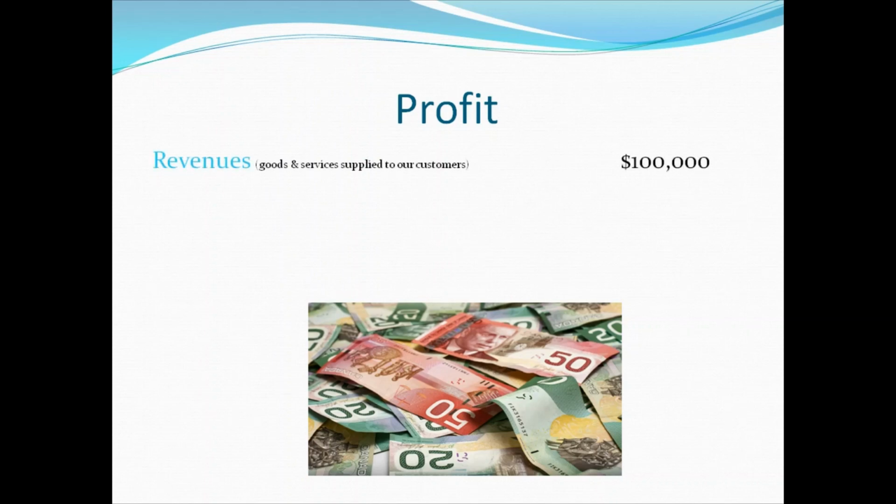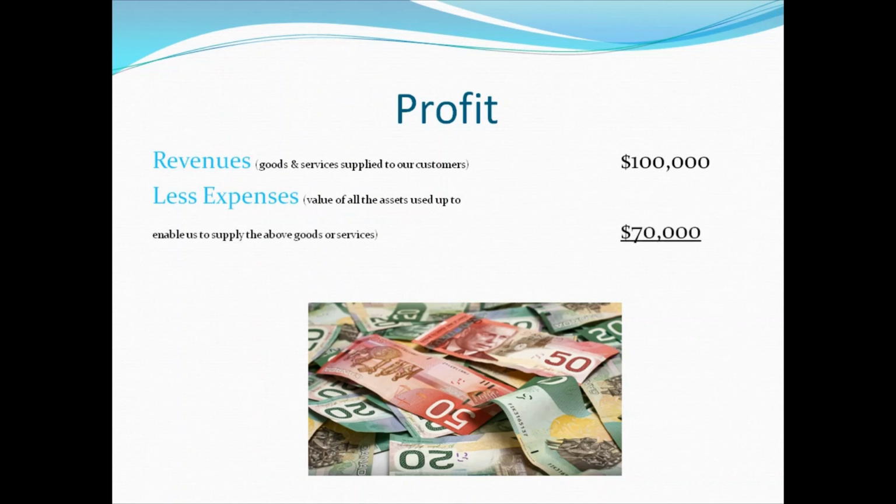Profit. So to give you an example, let's say that for a particular business, it has revenues of $100,000, while expenses are deducted, and let's say that for this particular business the expenses amount to $70,000. In this case, the profit would be $30,000, given that we do $100,000 minus $70,000 for an equivalent of $30,000, which we are calling our profit.